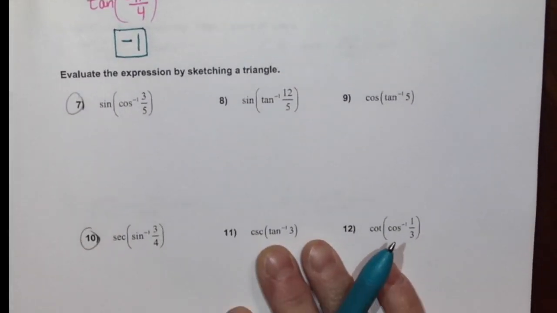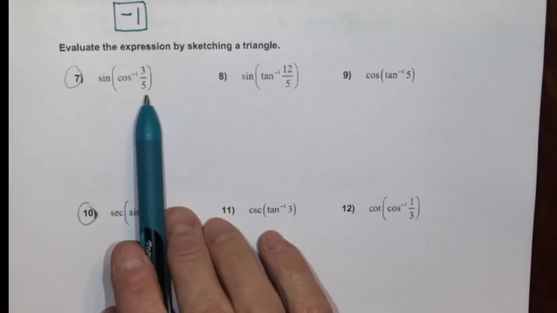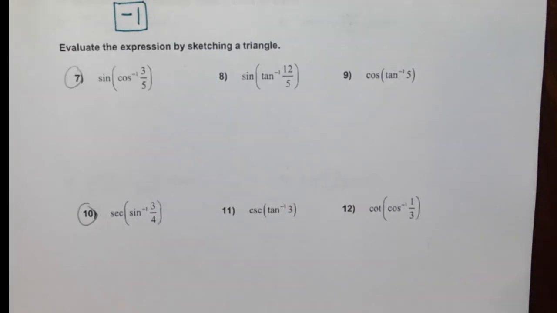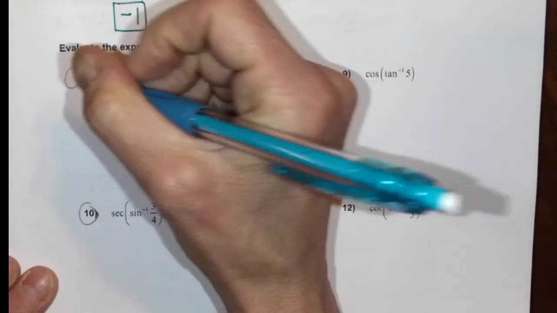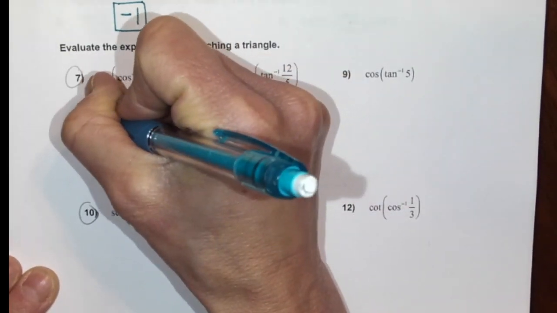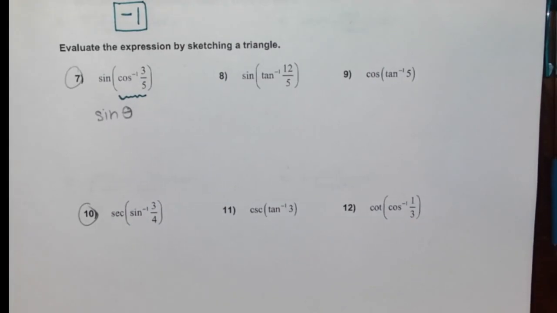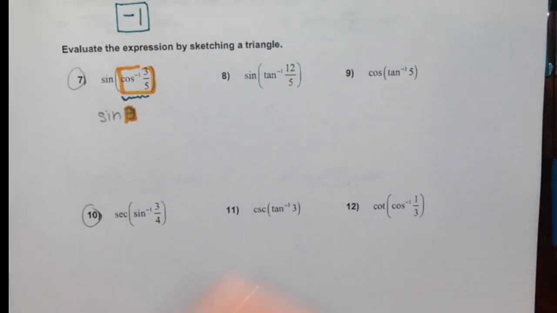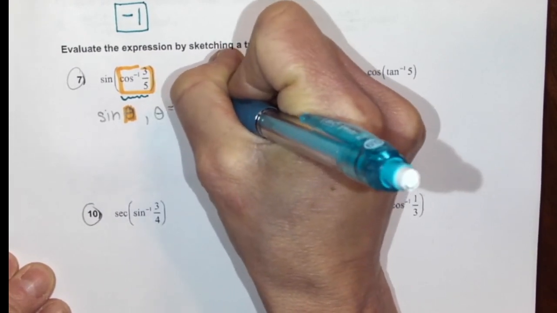Now, these are the types of problems a lot of you were confused on the test this last week, is these are not special angles. So we want to find the answer by sketching an appropriate triangle. So when we look at cosine inverse of 3/5, okay, again, an inverse represents an angle. So some teachers make their students write, okay, you're finding sine of theta, right, where this is equal to theta.